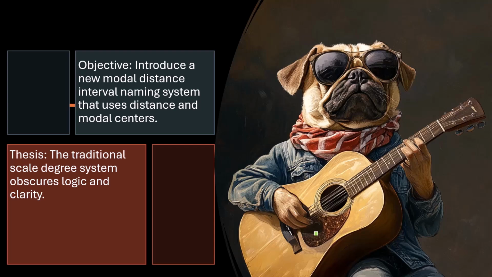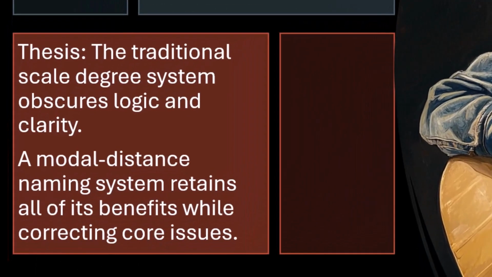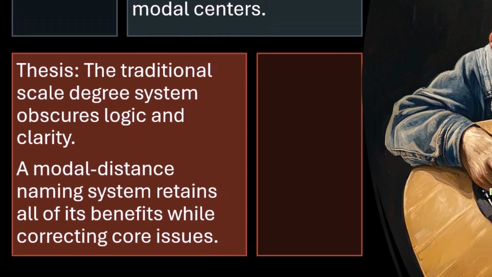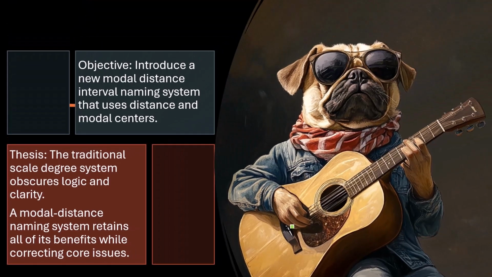This is the easy way to do it that we will then tie in and bridge to the current system so that we can see what the current system is doing and also be able to see what it's doing from a simplistic normal measurement standard. Thesis: the traditional scale degree system obscures logic and clarity. The modal distance naming system retains all of the benefits while correcting core issues.